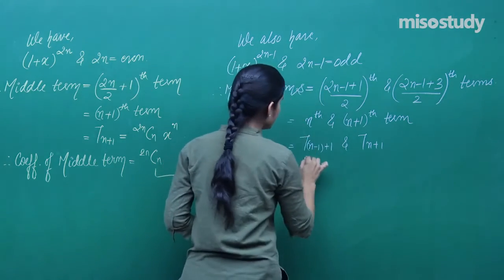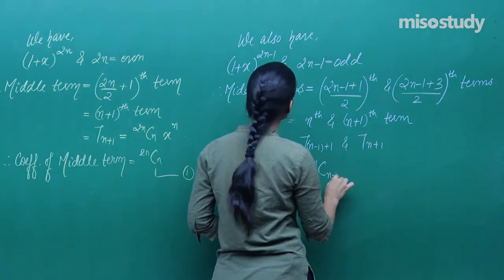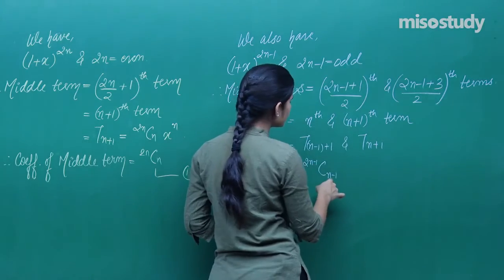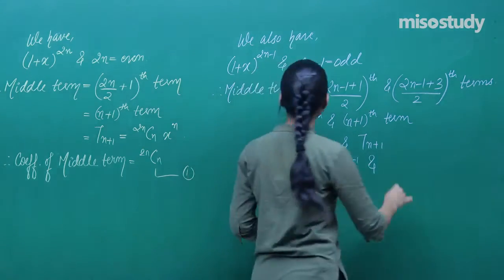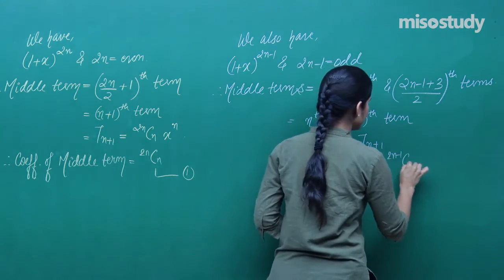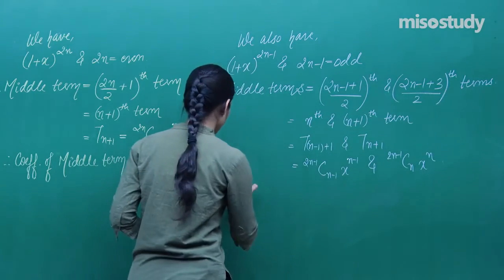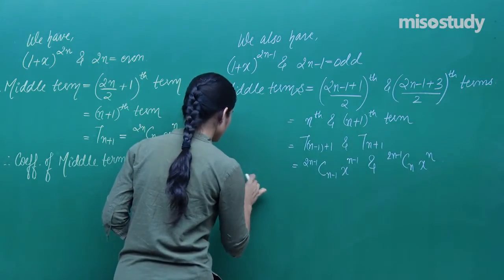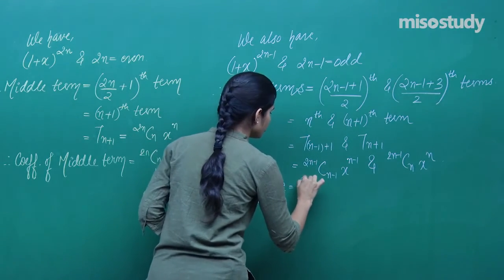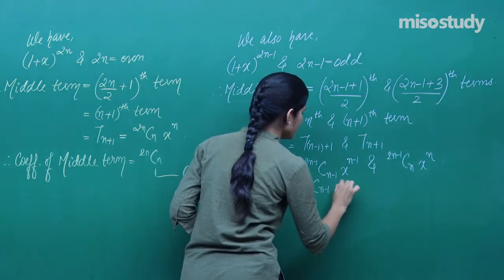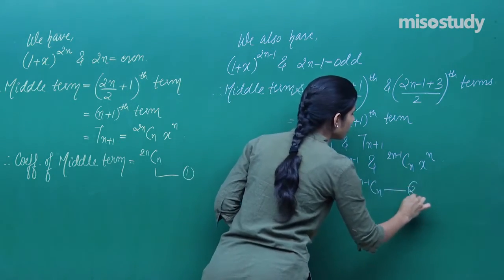Now here the index is 2n minus 1. So 2n minus 1 C n minus 1, 1 to the power this minus this, x to the power n minus 1. And what is the n plus 1th term? 2n minus 1 Cn x to the power n. Therefore, the coefficients are 2n minus 1 Cn minus 1 and 2n minus 1 Cn.